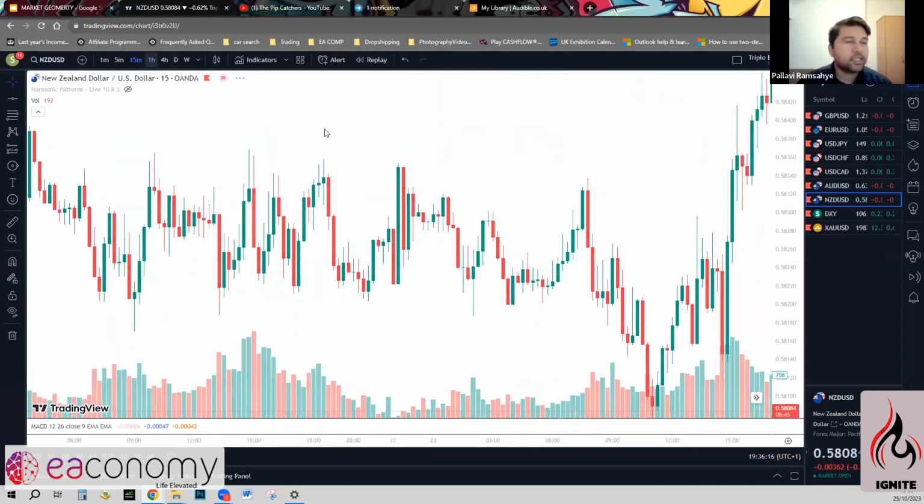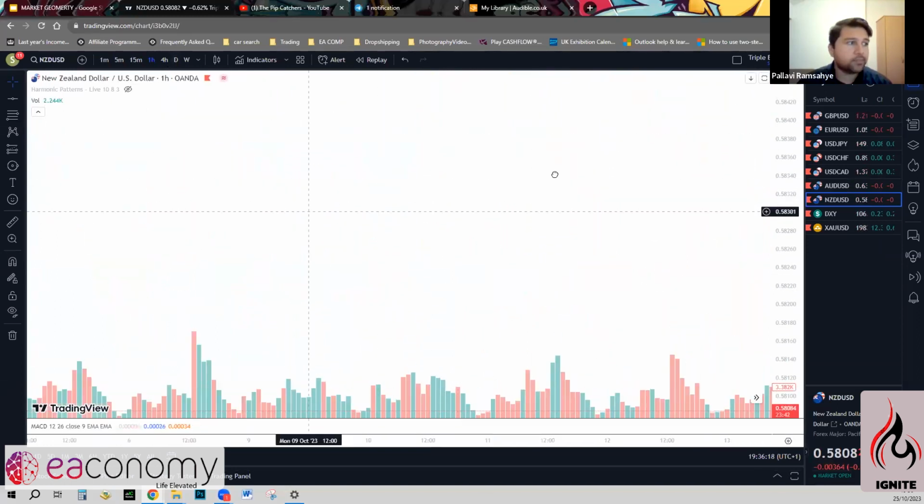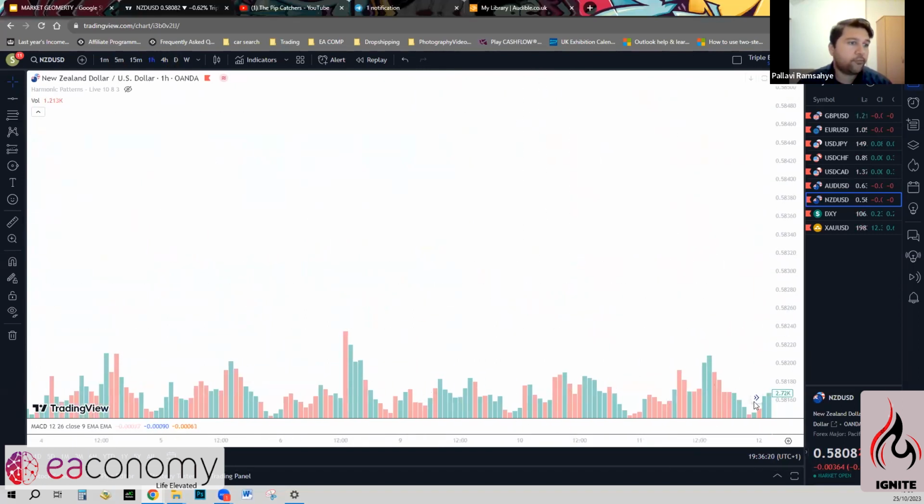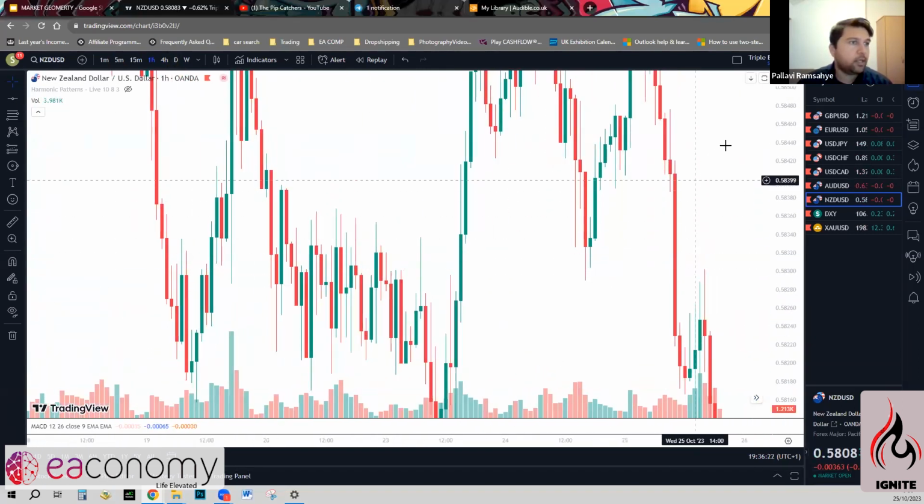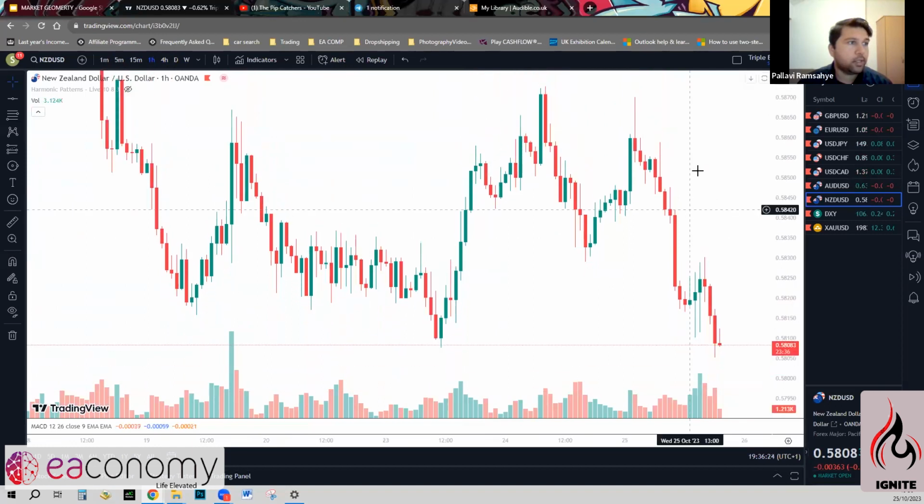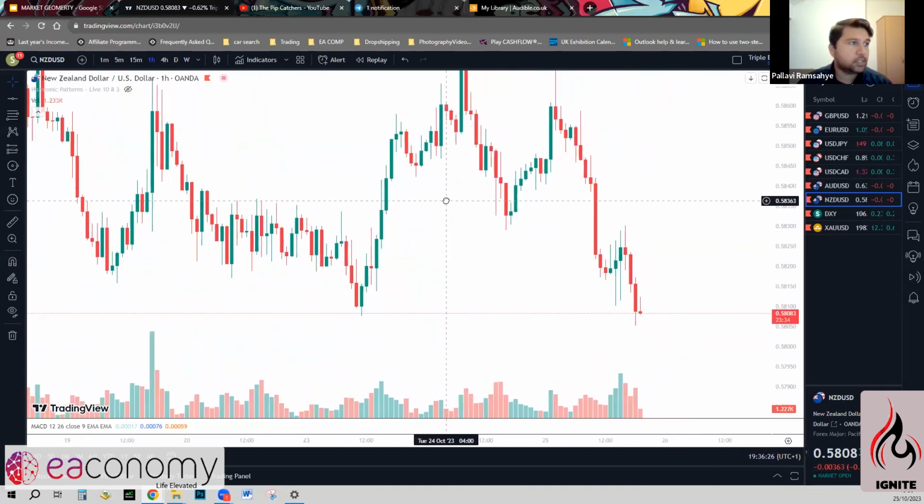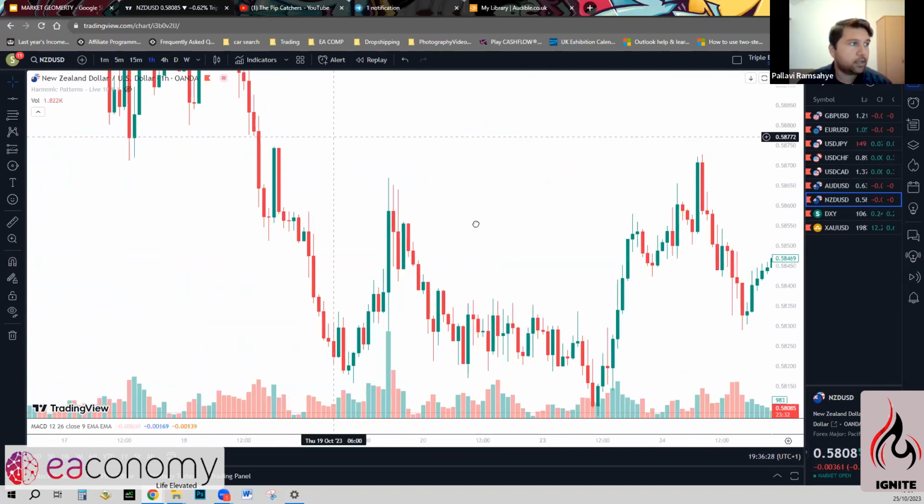And again, you can find these patterns on any time frame. You don't have to look through a specific time frame. It can be on the lower time frames, on the higher time frames. It doesn't make a difference.